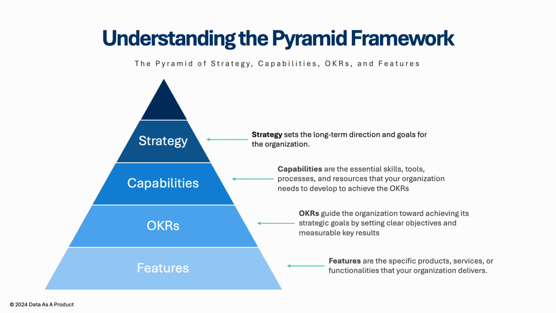So let's talk about connecting the layers. In essence, the pyramid framework shows how everything is connected together. Strategy defines the goals, OKRs translate those goals into actionable steps, and in doing so, unlock the necessary capabilities to achieve them. Finally, these capabilities enable the creation of features that deliver real value to your organization and its customers. With this understanding of how OKRs unlock capabilities within the strategic pyramid, we're ready to explore how to effectively set OKRs in the next slide.